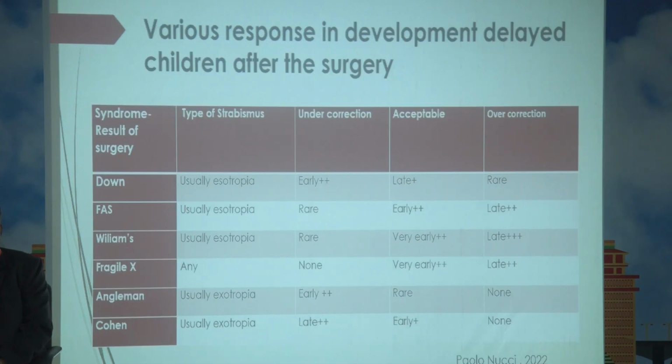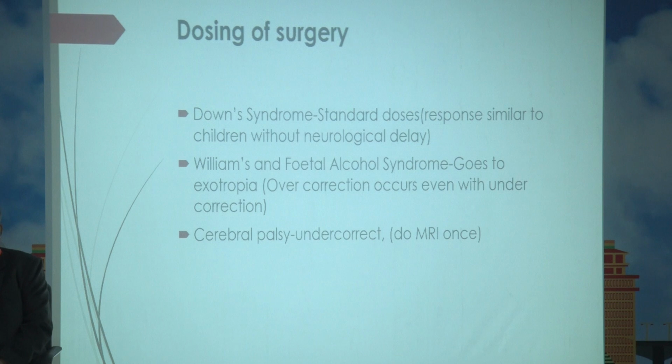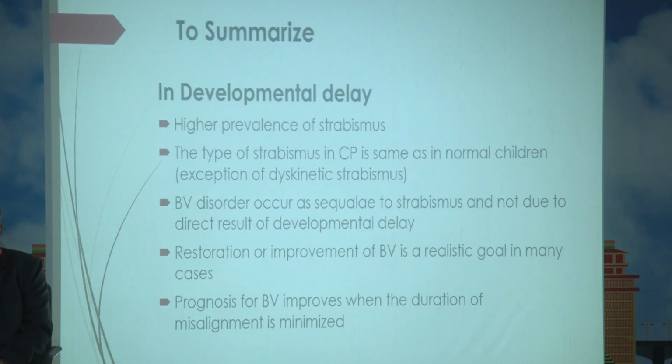So responses vary according to the type of syndrome we have. For Downs, as I said, don't undercorrect, but for the rest of the other cases, we have to undercorrect. And in developmental delay, in the end, I will just summarize that obviously there's a higher prevalence of strabismus. The type of strabismus is almost the same as for normal children, although the prevalence is very high. And the binocular disorder occurring in these children is a sequel to strabismus, but not a result of the developmental delay per se.